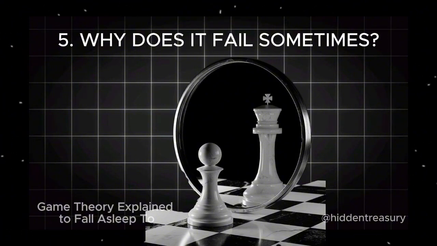Then there's the issue of irrational behavior. Game theory tends to assume that players act logically, always doing what benefits them most, but people don't always follow that path. Emotions like anger, fear, or pride can override calculations. Someone might reject a deal not because it's bad, but because they feel disrespected. Or they might take a risky stand just to prove a point. These reactions don't always fit into tidy equations, but they shape outcomes in powerful ways.